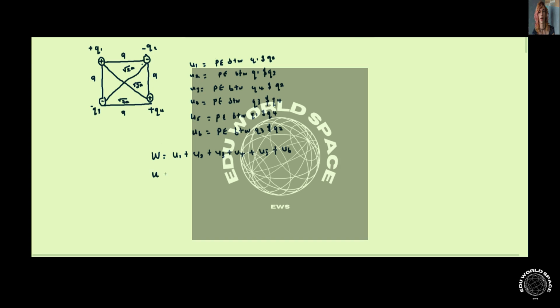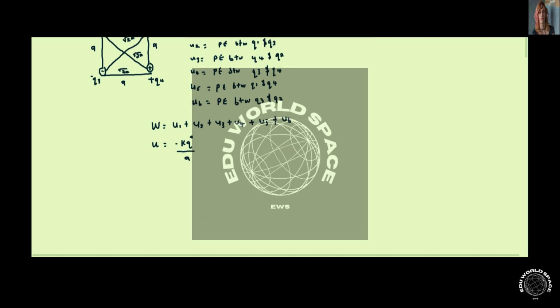And the potential energy for U1, U2, U3, U4 is negative constant K Q squared over A, where K is equal to 1 over 4 pi epsilon sub 0.